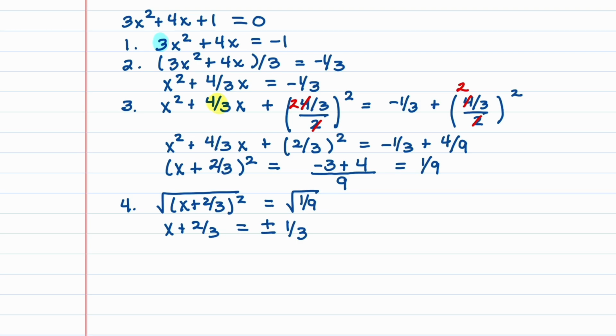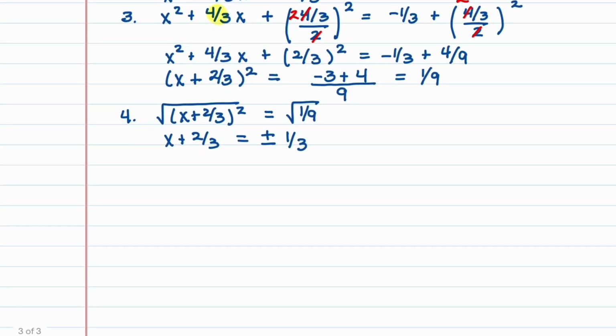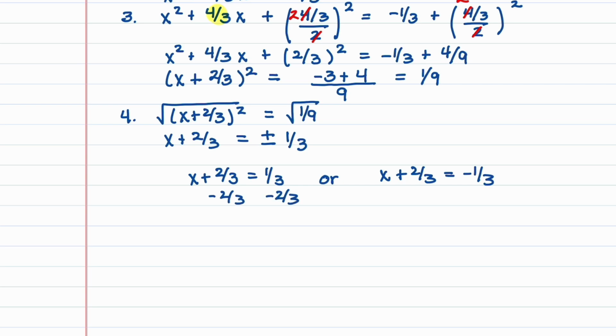We're almost done. Hang with me. We have two equations to solve. We have x plus 2/3 is equal to 1/3, or we have x plus 2/3 is equal to minus 1/3. Now let's turn our attention to the one on the left. Let's subtract 2/3 from both sides. And this is going to give us a solution x is equal to minus 1/3.